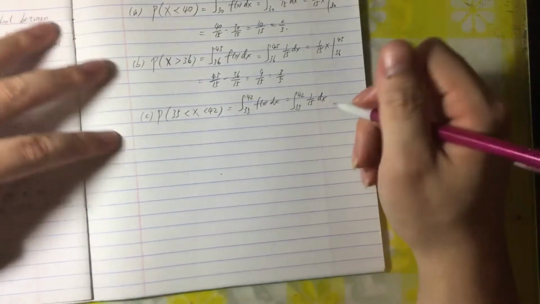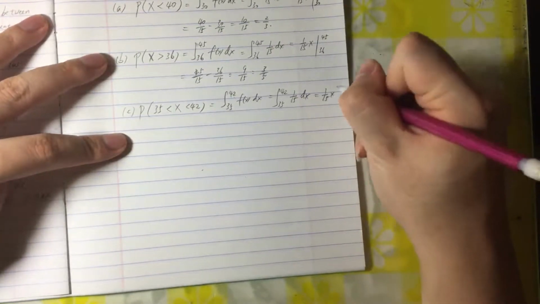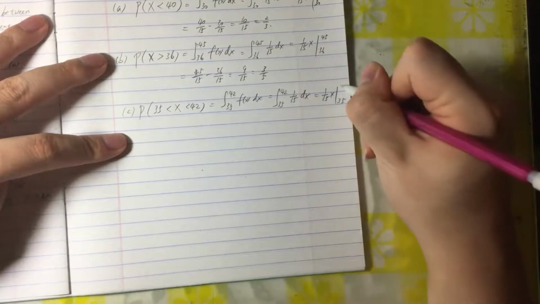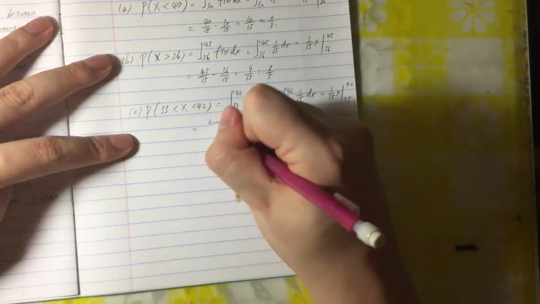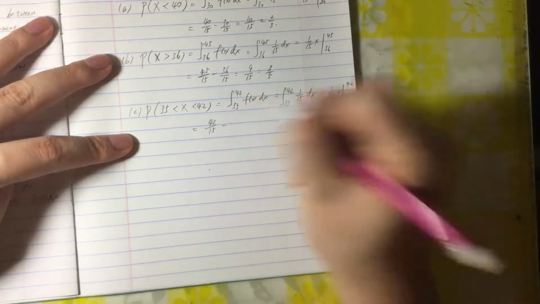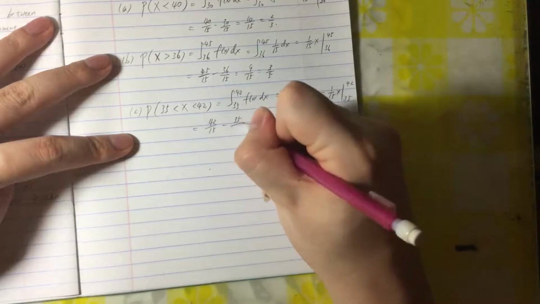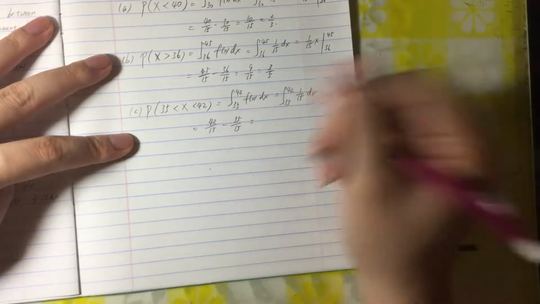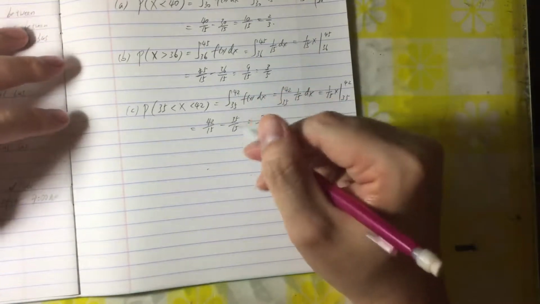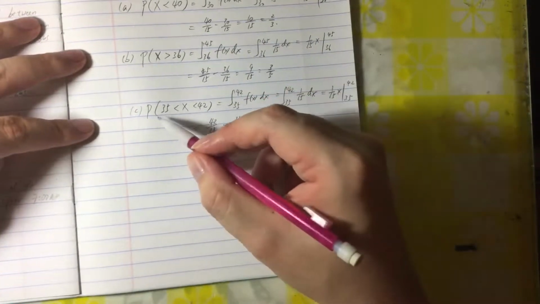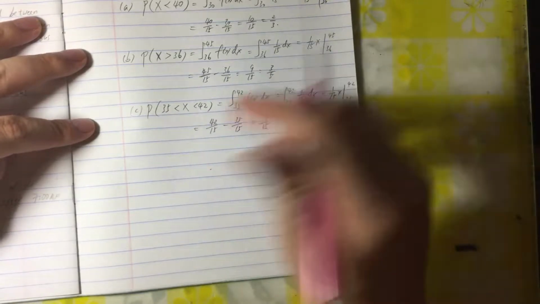Then take the antiderivative. I get 1 over 15 x. Evaluate from 34 to 42. Plugging in 42, I get 42 over 15. Plugging in 34, I get 34 over 15. Then subtract, and I get 8 over 15. That's the probability that the school bus arrives between 7:34 and 7:42. That's the answer to part C.